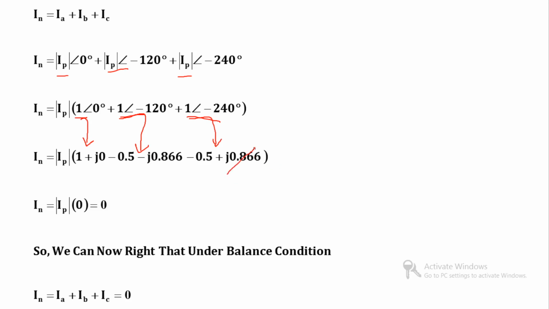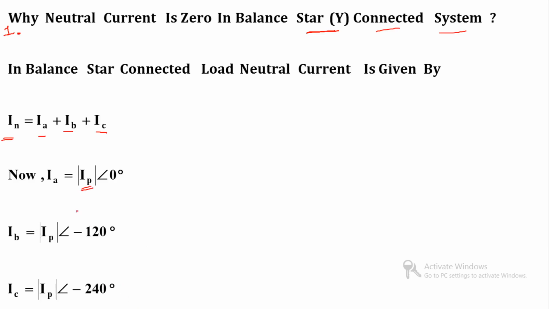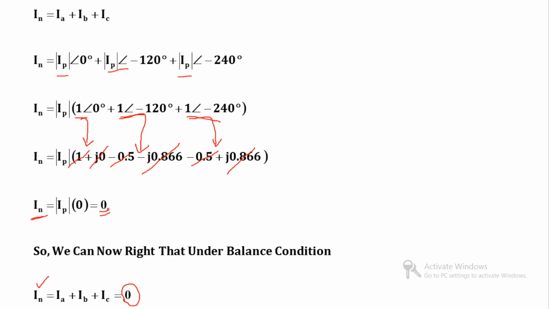So, the plus j 0.866 and minus j 0.866 will cancel out. The j 0 term is already 0. So, 1 minus 0.5 minus 0.5 becomes 0. So, mod IP into 0 will be the answer, so IN is equal to 0. So, we can say that IN is equal to IA plus IB plus IC is equal to 0. So, for a balanced star connected network, this is the balanced system, neutral current is always equal to 0.